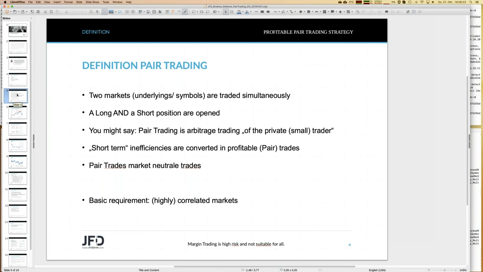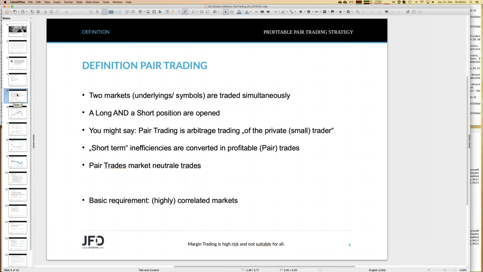So the definition, or the really base assumption about any pair trading strategy, is that we trade two markets or two underlyings, two symbols, you name it, and we trade those simultaneously. So we open two trades, and it's always that we open the one as a long trade and the other as a short trade.